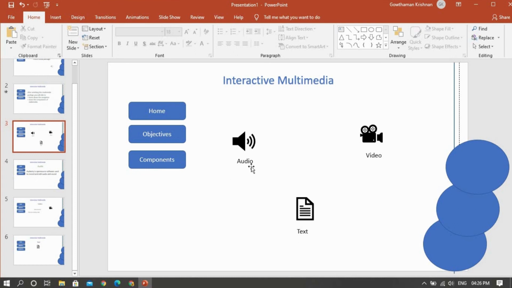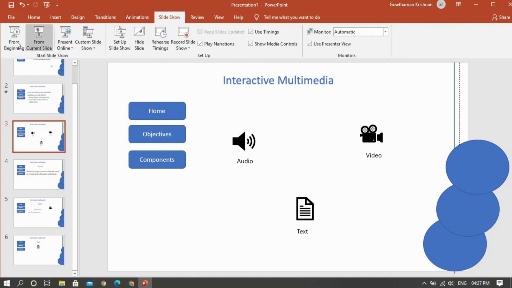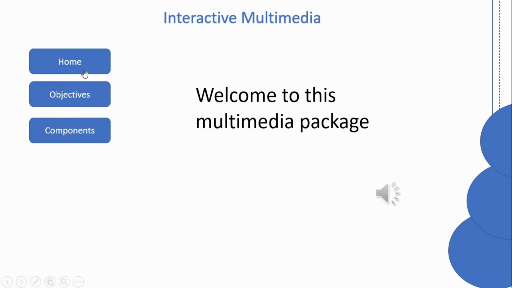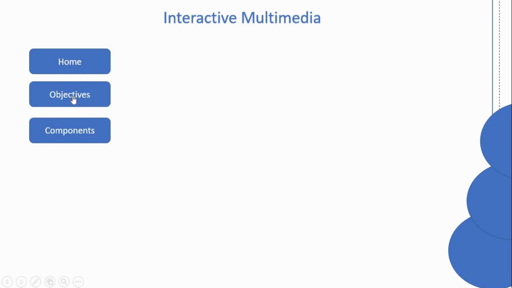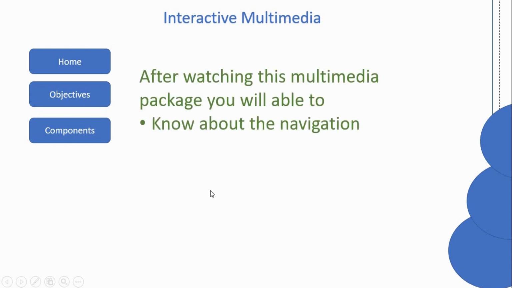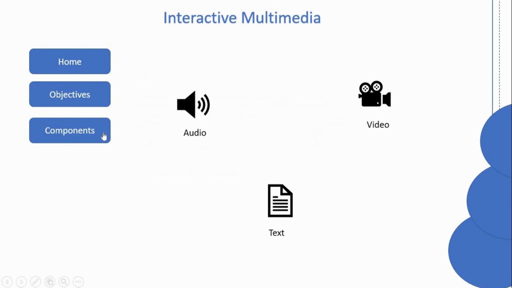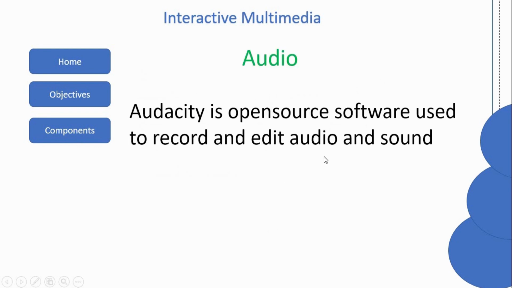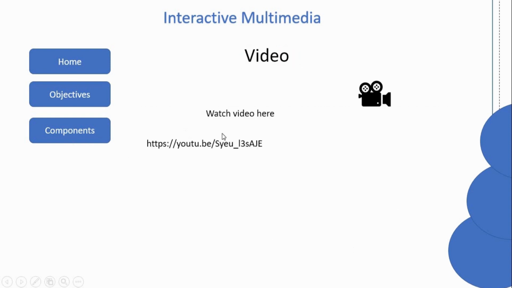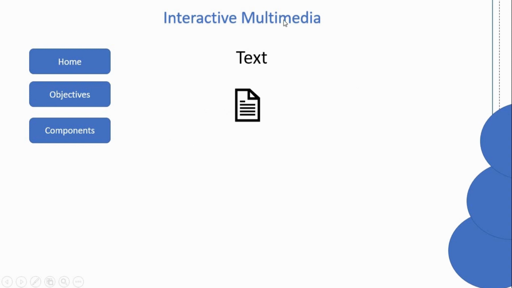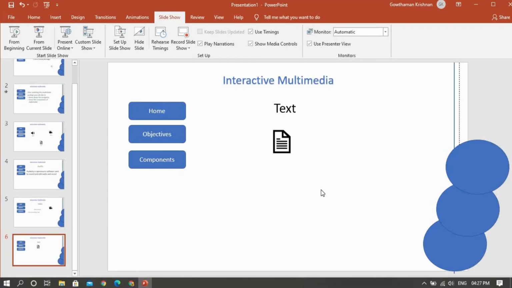Now I will play this in slide show mode so that you can see the links. You can see there is a hand symbol, which means the hand symbols are the hyperlinks. If I click here, the objective will come, and if I click the component, then if I click audio, the audio screen will be there, and if I click video, the video screen will be there, and text. Like that you can give animation, or you can give hyperlink navigation to the slides.